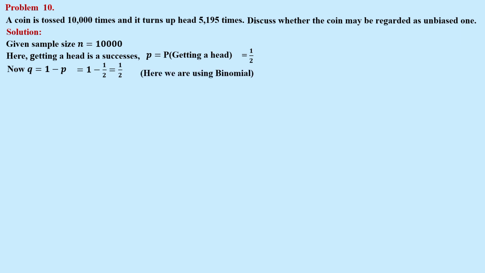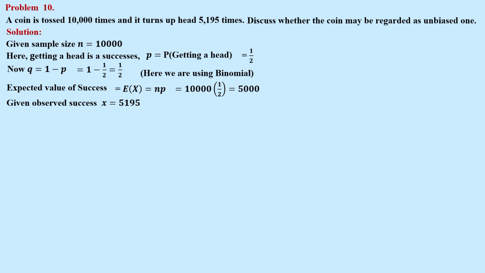I already told you, whenever you are using dice or a coin, you are using Bernoulli, that is binomial. Expected value of success, E of x, is equal to np. So 10,000 into 1 by 2, 5,000, and the observed number of success, number of hits, is 5195 times, right? X is equal to 5195.